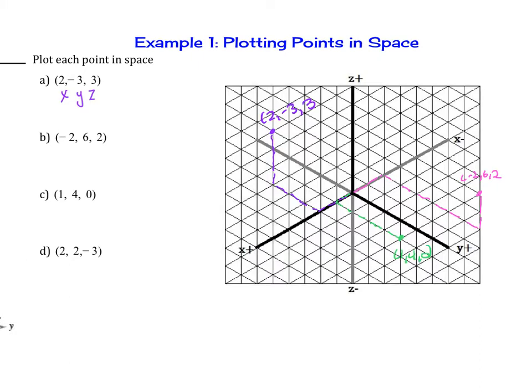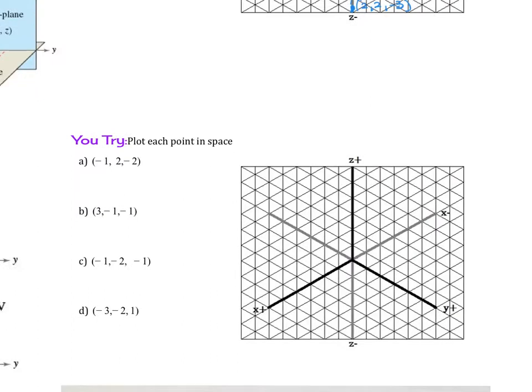And then our last point is positive 2, then positive 2, and then down 3. Which is down here. So this is 2, 2, -3. Okay, so try this on your own. Plot each point in space here. All right, so you should have had these points here if you tried it out.